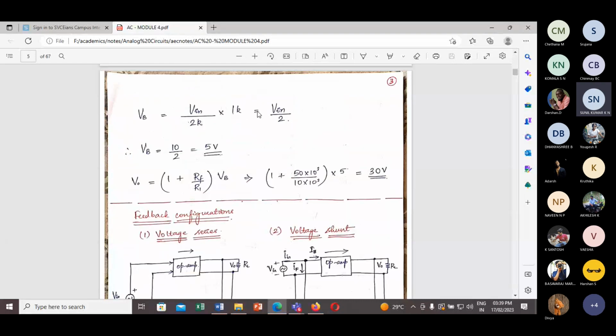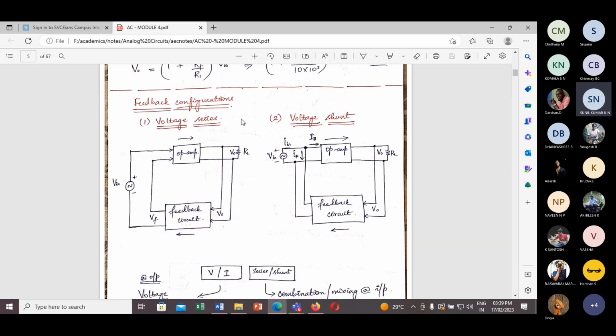Now we will understand, already we have discussed the feedback types that can be given for an operational amplifier. There are typically two ways: one is positive feedback, another one is negative feedback. Whenever the output is being given to the inverting input terminal, that type of feedback is called negative feedback. And whenever the op-amp output is being connected to the non-inverting terminal input, that type of feedback is called positive feedback.